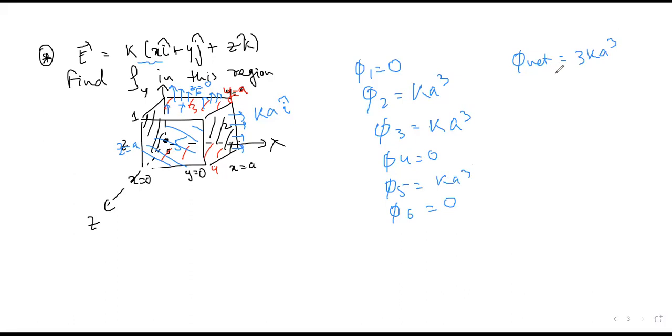Okay. And so flux can be written as q by epsilon naught, and q can be written as charge density into the volume. So rho into a cube by epsilon naught is 3k a cube, and so the a cubes are gone. I get the charge density as 3k epsilon naught. Very good. Yes. Okay. Or what else can we do now? I can assume that the electric field can be written as k into vector r.